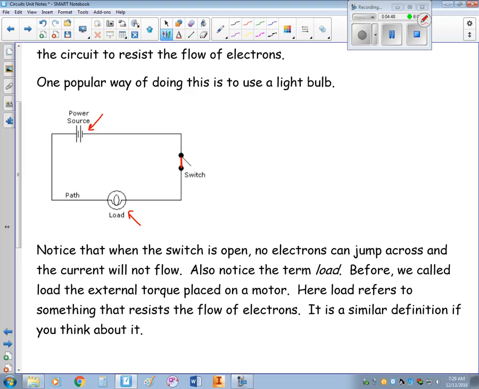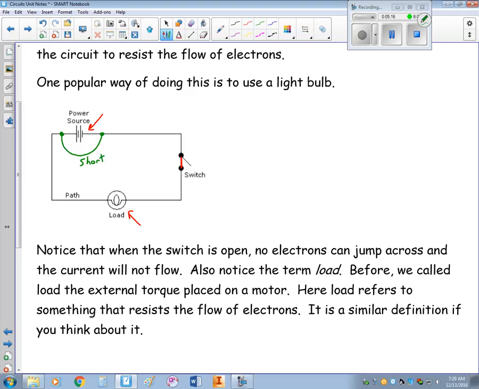Now a short circuit would be if you were to take a wire and attach the wire here and here. So that would be a short circuit, or a short wire, or a short in the wire. And notice that it has no resistance. So if I were to do this, electricity would stop flowing through the light bulb.